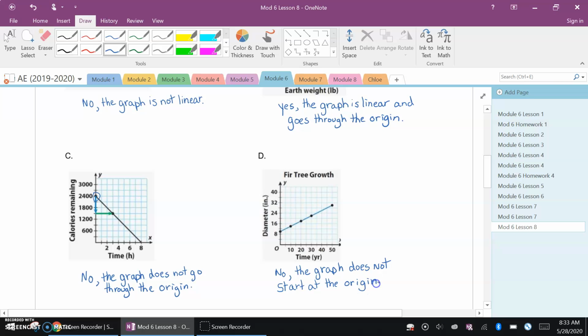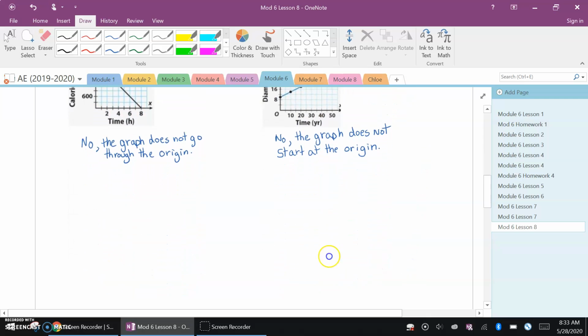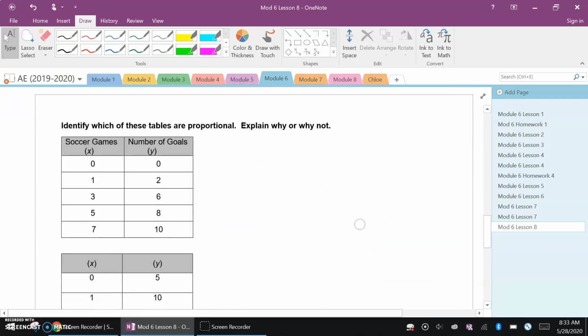Okay, so there are going to be a couple questions that look like that on the quiz. And then there'll be ones that are coming up on the next page. I wanted these to all be together. So this one says identify which of the tables are proportional. So remember, for a table to be proportional, you need to always be multiplying by the same number.